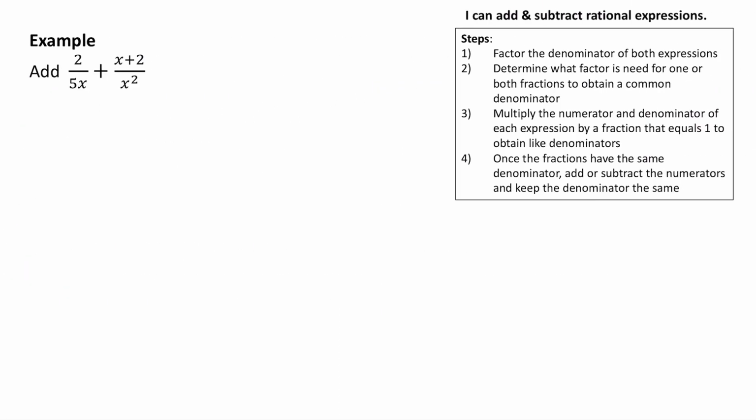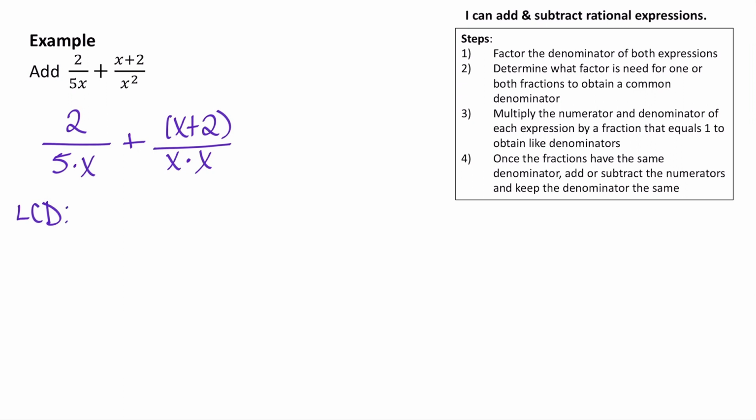So what if we're adding 2 over 5x and x plus 2 over x squared? So we're going to start off by factoring both denominators. So we have 2 over 5 times x plus 2 over x times x. So we're going to find the least common denominator, and what we're going to do is we're going to list out all the factors in the denominator and then just not repeat any factors, okay?